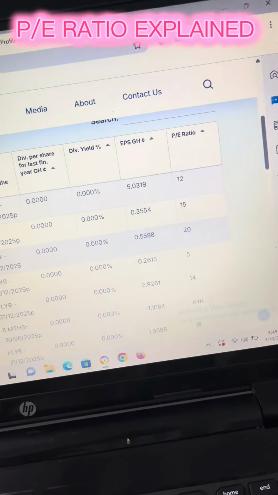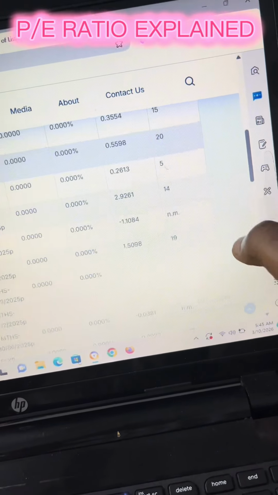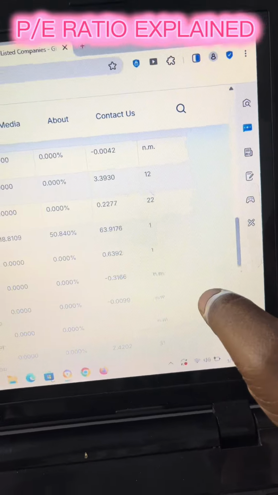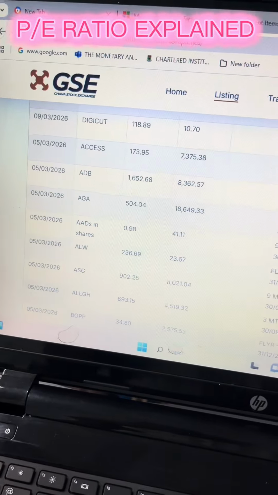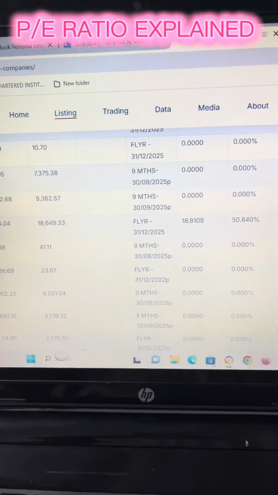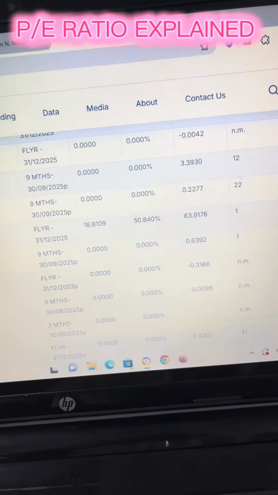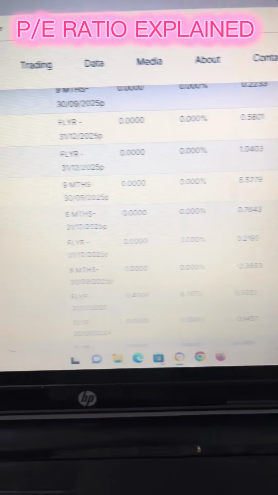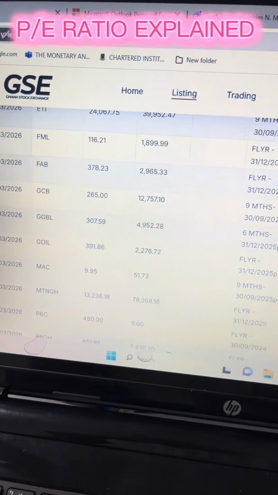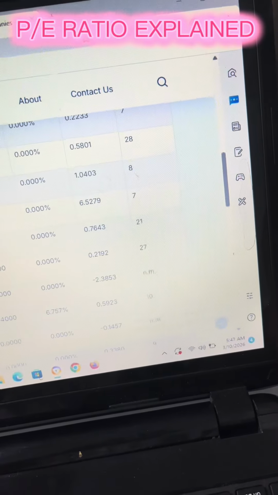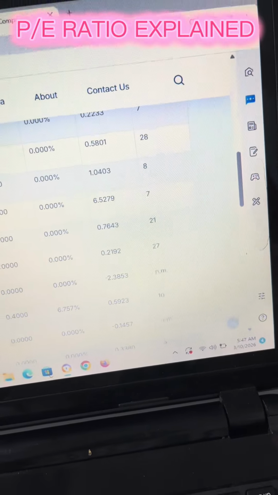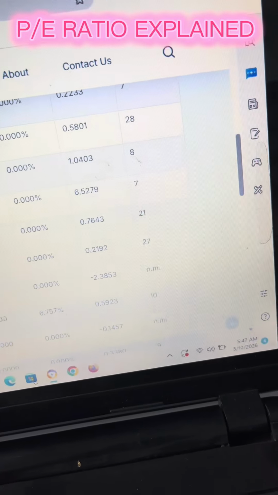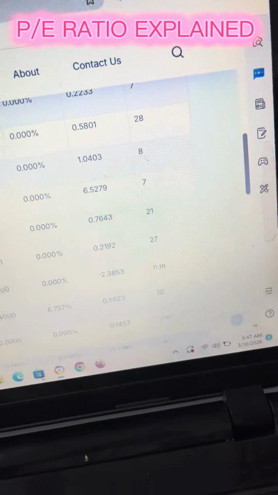But when you see between 20 and 30, it simply means investors are expecting growth. So when you look at this stock, for instance, it is 22. That is ADB, Agricultural Development Bank. This simply means investors are expecting growth. That is why the PE ratio is around 22. When you come to this side, you will see Guinness Ghana Limited and Goil. So they have a PE ratio of 21 and 27 respectively, which means investors are expecting Guinness Ghana Limited and Goil to grow beyond what you are seeing right now, or beyond the price that you are seeing right now.